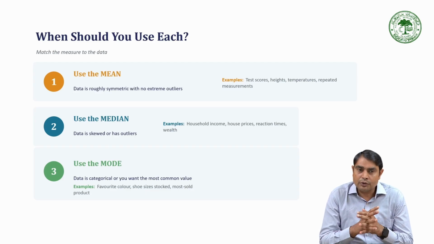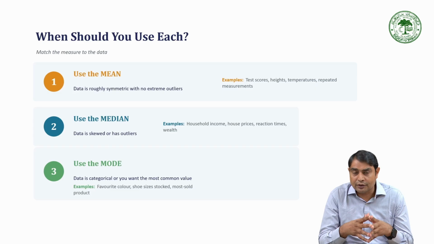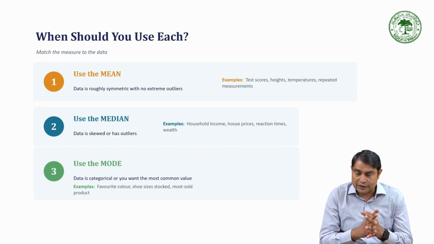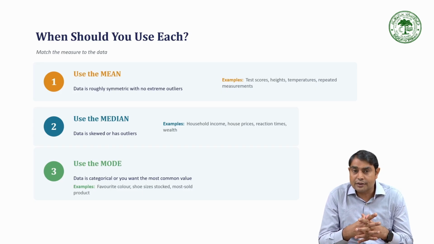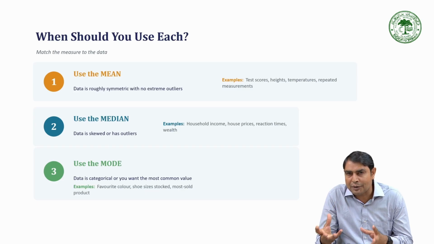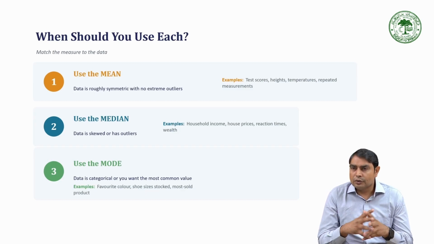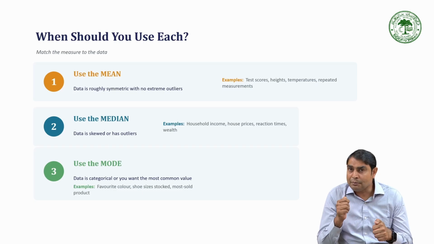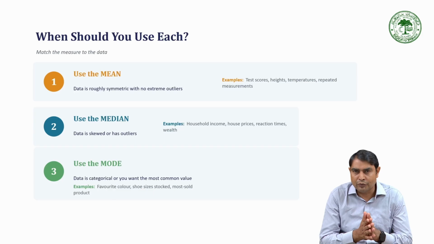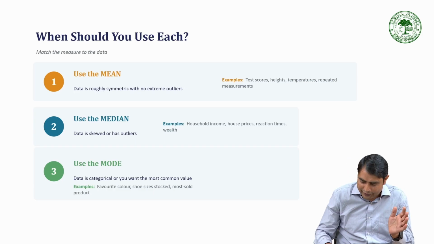And then coming to the mode, you can use mode when data is categorical, or you want to find out the most common value or most repeated value. So examples: your favorite color, your shoe size, most sold product, most demanded product, or which is a more demanded design, etc. So the rule of thumb is if you hear income, price, or wealth, reach for median. For categories, mode will work. And if the data is numerical, go for mean.